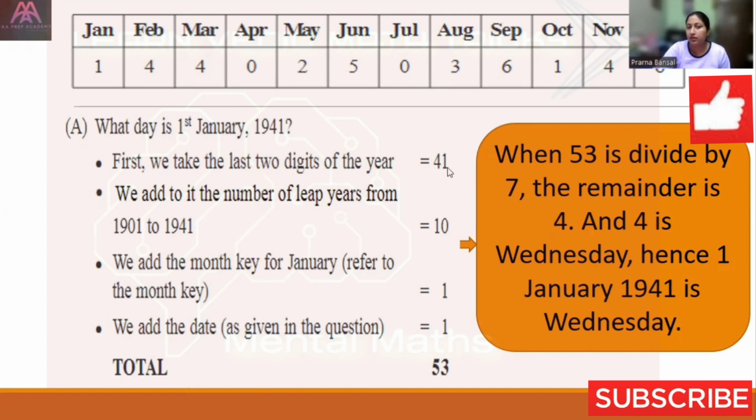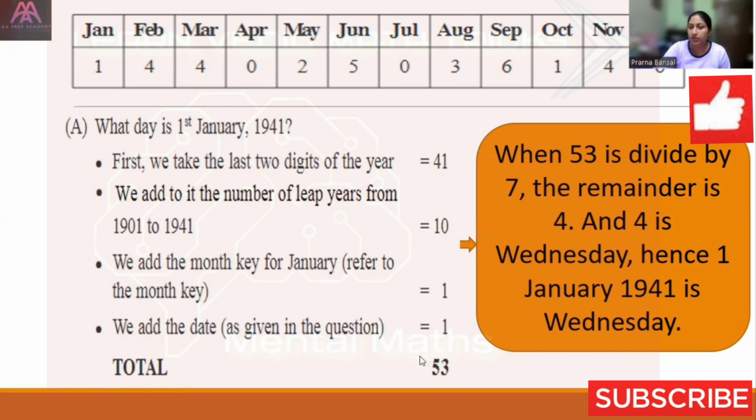सबसे पहले हमने लिया year. Year क्या है? 41, right? 41 देखते ही हमने देखा कितने लीप ईयर है इसमें। 41 में लीप ईयर कितने हैं? 10. 41 plus 10 will be 51. After that we add month key. Month key is 1 for January, so we will add 1. 41 plus 10, 51 plus 1, 52. And then we will add 1, which is the date given. First is 1 is given here, so we will add 1.